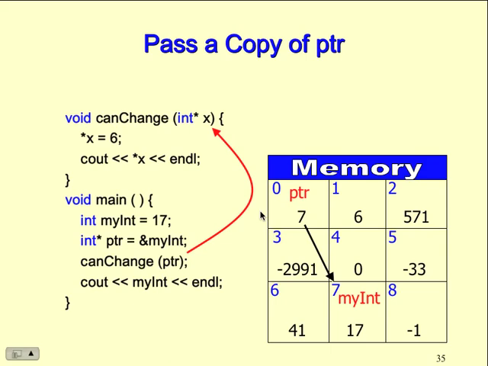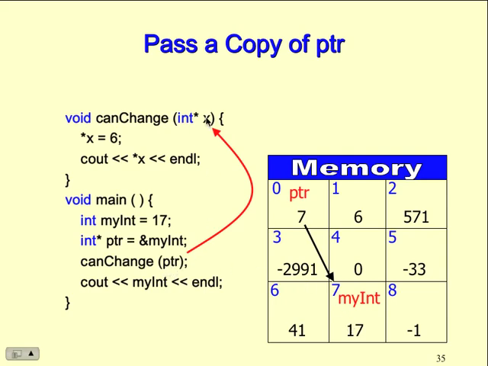And then now we run the can change function and we send it PTR. This is what confuses everybody. PTR is a pointer. It's the name of the variable that's a pointer variable. We don't have to do anything in here. We just use it like any other variable. But we have to remember that PTR is storing a memory address, and so PTR is storing the number 7. So we're sending 7. We're not sending 17 or anything else. We're not following 7 to 17.